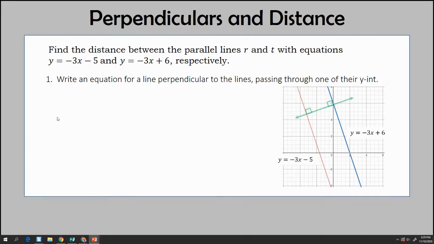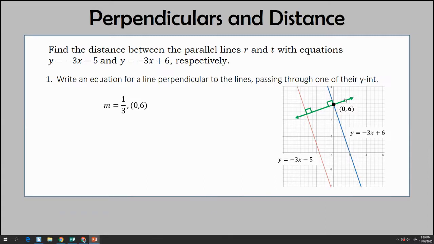So the first thing we have to understand is that we're going to write a new equation for a line that's perpendicular to both these lines. And we're going to borrow this y-intercept, because now we'll have one of the two points we need to find the distance, given to us, because we know what this y-intercept is. So we can choose anywhere to put this line we want. We're going to put it right here. This point we know is (0, 6), and on this line, it's the y-intercept.